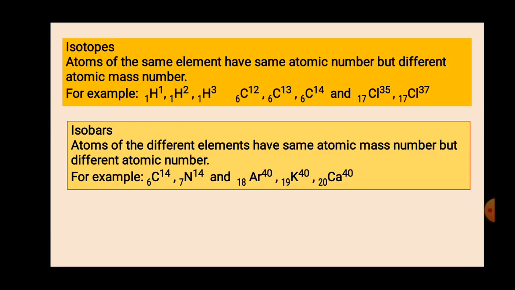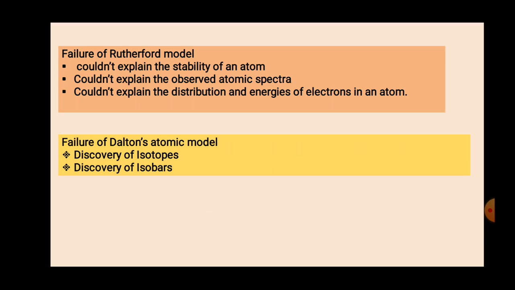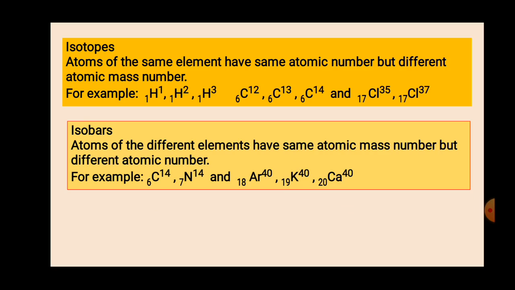what is the reason for the failure of John Dalton's atomic model. What is the reason for the failure of Dalton's atomic model: discovery of isotopes and discovery of isobars. Now, what is the meaning of isotopes and isobars? Now, here is the definition.